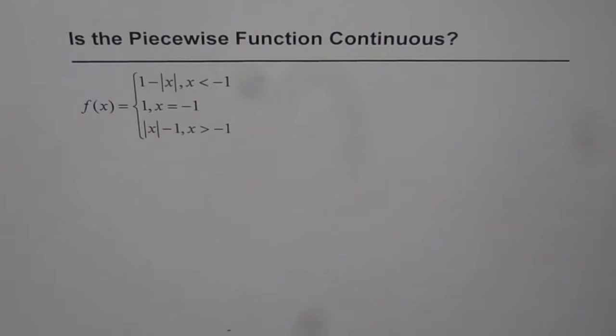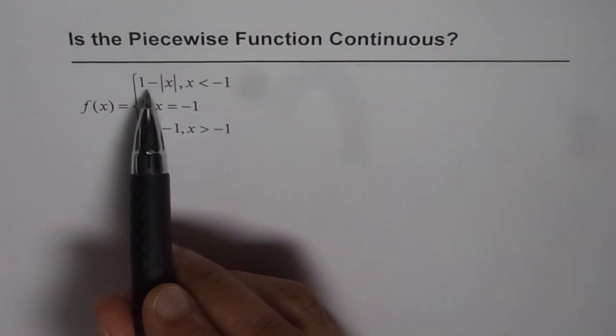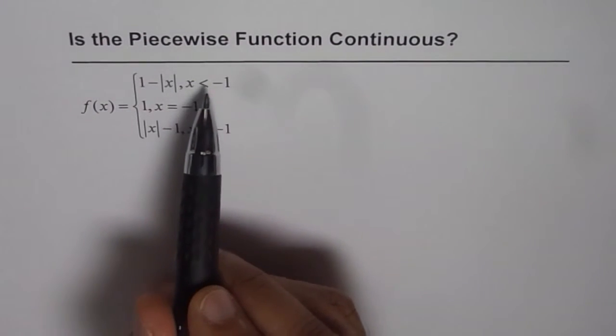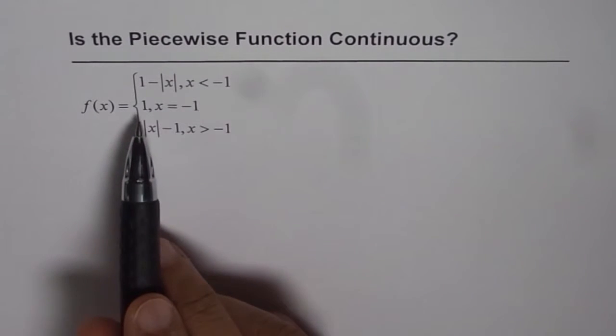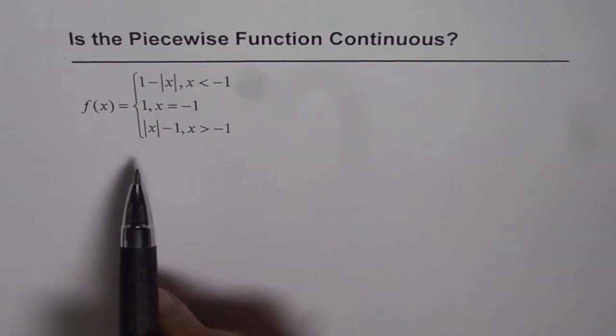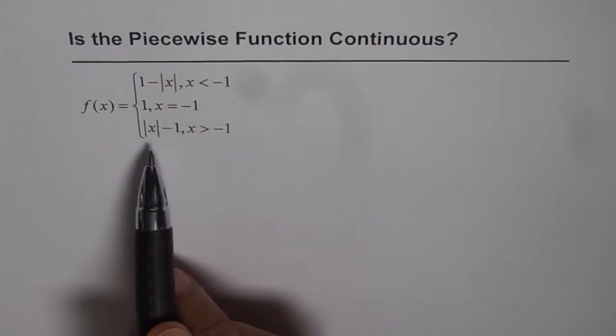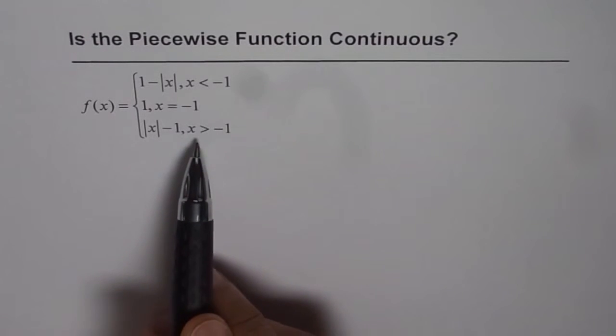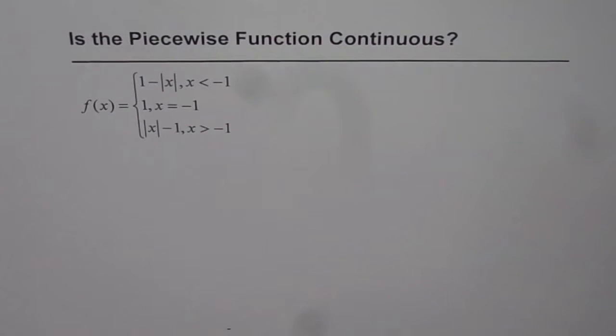We are given this piecewise function f of x as equal to 1 minus absolute x when x is less than minus 1. It is equal to 1 for x equals minus 1 and is equal to absolute x minus 1 for x greater than minus 1. Now we need to show whether this piecewise function is continuous or not. How will you do it?